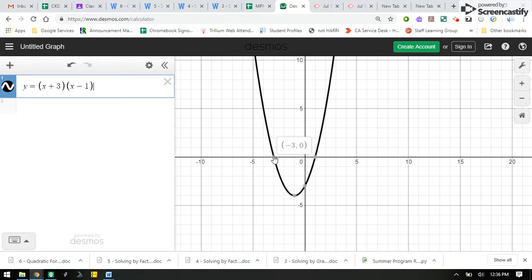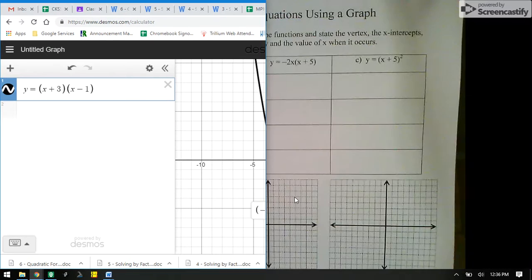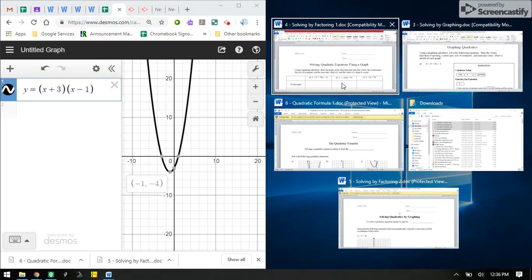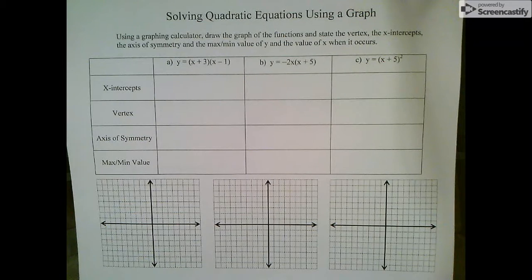So again, here are the key features that we need to know. The x-intercepts. The y-intercept's helpful for graphing. Rarely is it asked for in just looking for a solution, but there it is. And there's the vertex. So, filling in the chart that we just got. Let's get our chart up here.